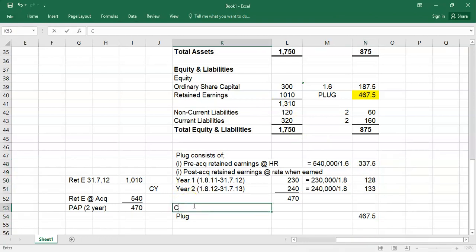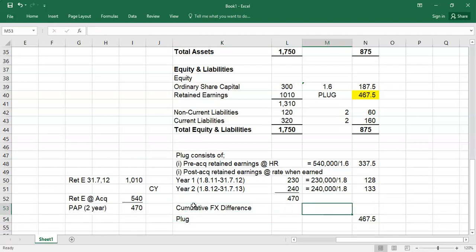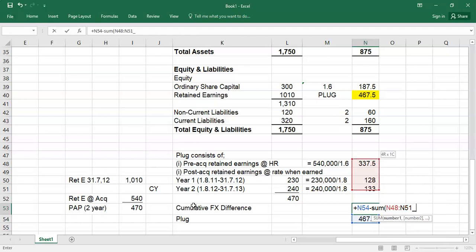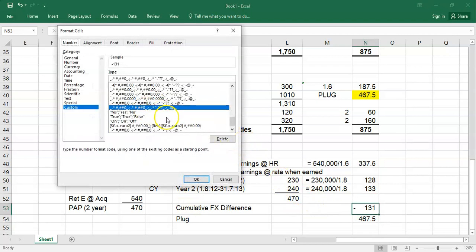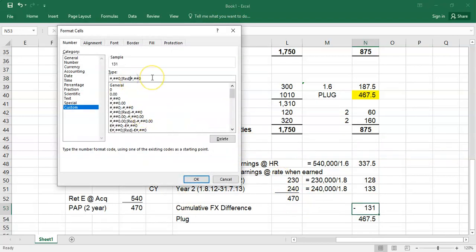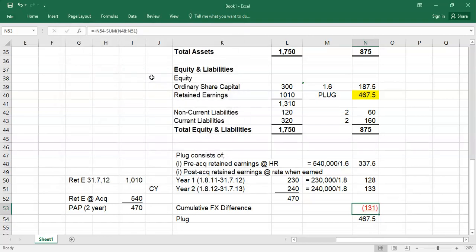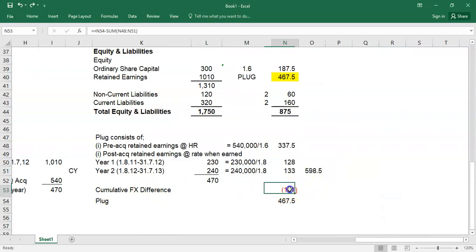So clearly there's, and this is important, cumulative FX differences. Now that word is very important in this question. Cumulative FX differences, and that must be the difference. So it's going to be 467.5 minus all of these. So the plug figure, to make it work, must be minus 131. So they're FX losses. I'll just tidy that up so everyone can see it neatly. So what we're saying there, in that plug figure, there's actually retained earnings of 598.5, and there's a cumulative FX difference of 131. That makes your 467.5.